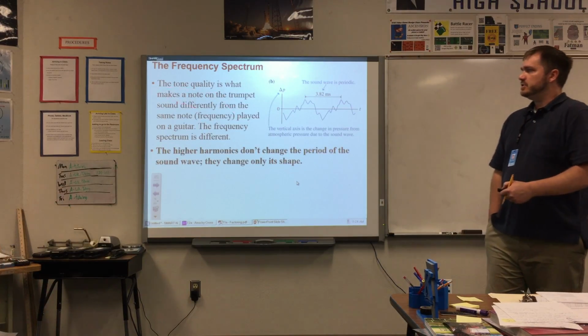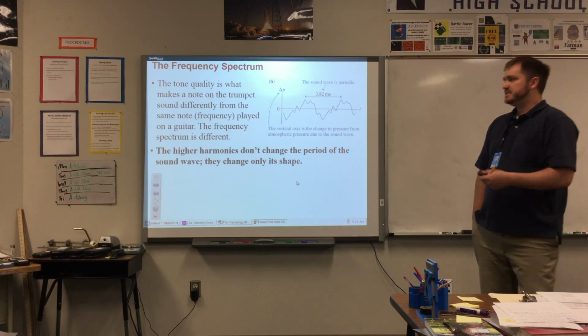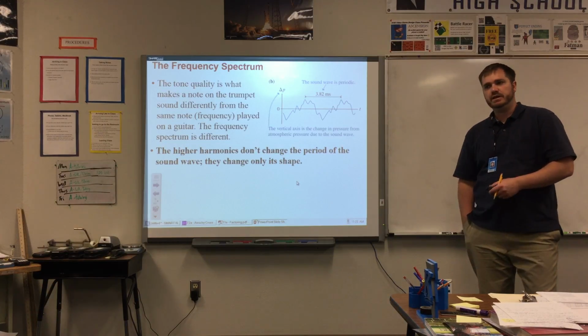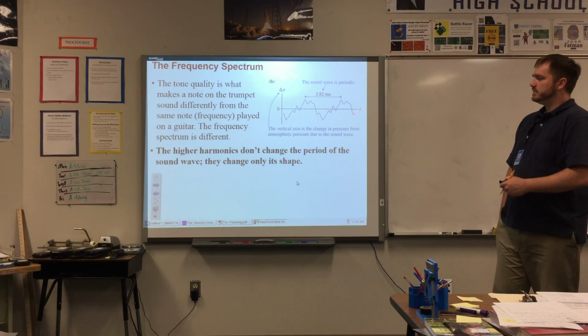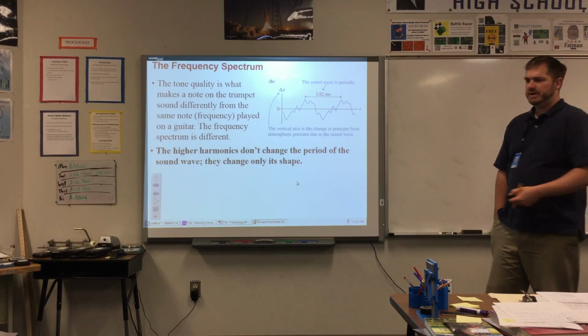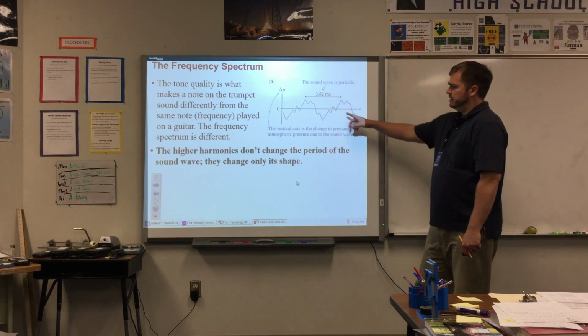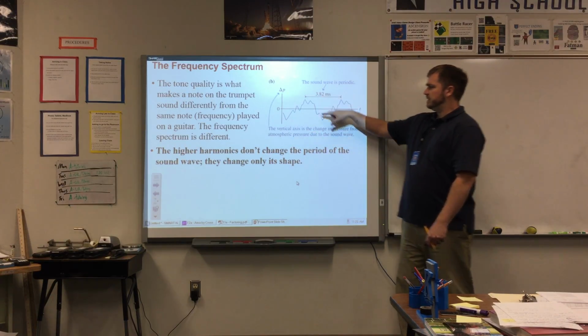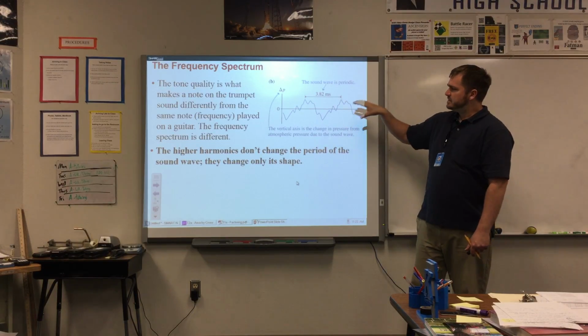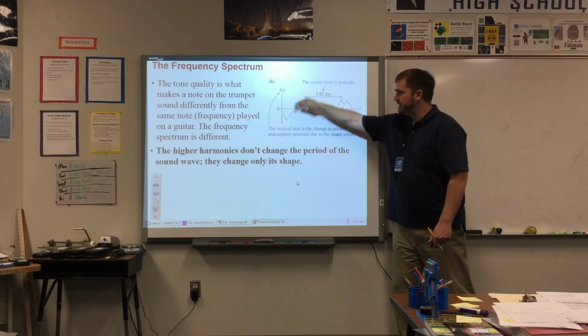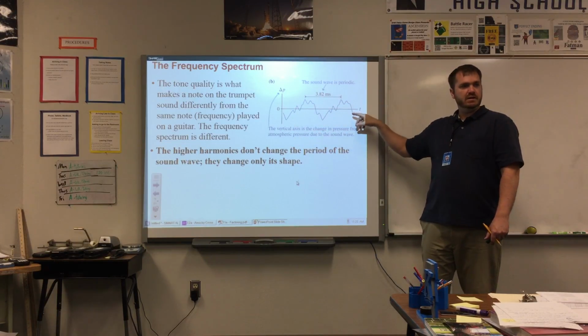All right. So the tone quality is what makes a note on the trumpet sound different from the same note played on a guitar. They both play that same fundamental. We mentioned that yesterday. If we were to graph the pressure versus time, this is where we were wrapping up yesterday, it would look something real squiggly like this. Their squiggly is a lot better than mine, okay? But still, do you see that it's periodic? Do you see that it's repeating?